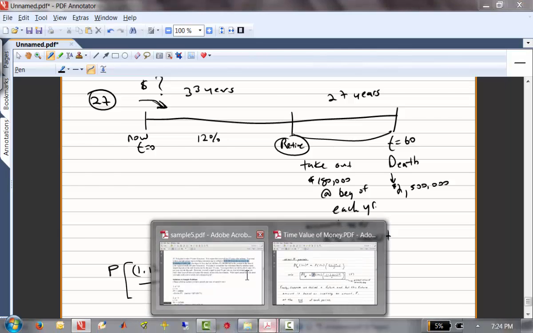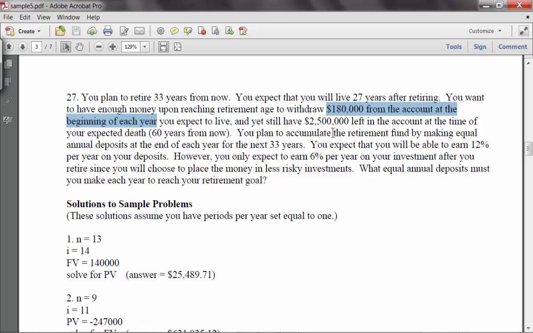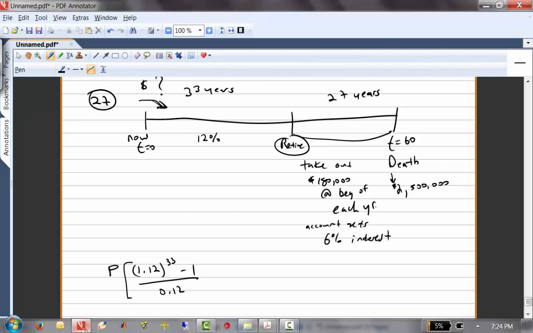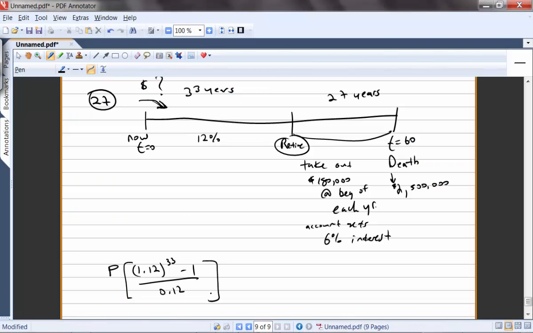It did say that interest compounded annually, right? Yeah, it didn't say anything about monthly or anything like that. So at the end, we'll have that much. Right? When we retire, we will have that much money in the account.